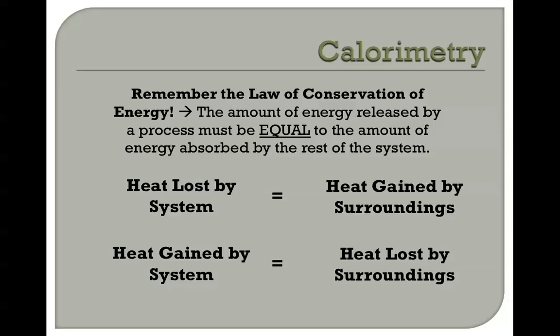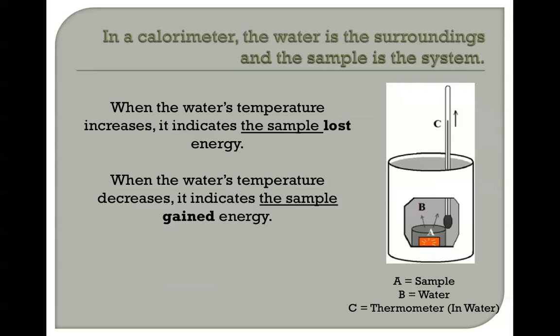So just keep in mind the law of conservation of energy, that the amount of energy released by a process must be equal to the amount absorbed by the rest of the system or surroundings. So if heat is lost by the system, that exact amount of heat should be gained by the surroundings. Or if heat is gained by the system, then that has to be exactly equal to the heat lost by the surroundings. In a lab where we don't have great systems or great calorimeters, we're going to see that that gets affected. But it has to be somewhere, we're just not able to measure it.